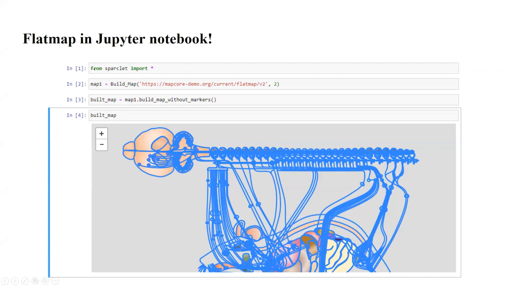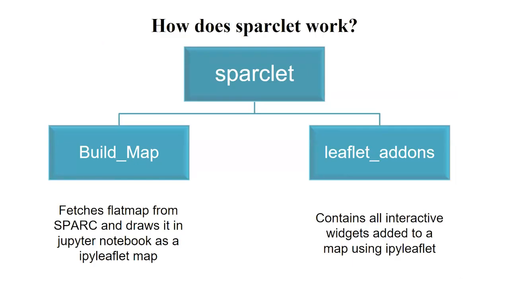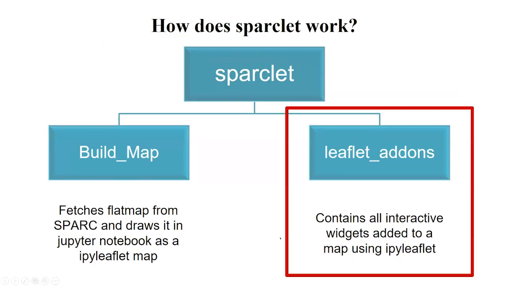What this allows you to do is, within 4 lines, just by importing build maps from Sparklet, and giving it the URL for the server and a particular tag identifying which map you want to use, you can get the flat map immediately within 4 lines in your Jupyter Notebook. The function also provides a way, if you don't know this tag, of telling you which flat maps are available in the server, and then you can select your tag based on that. That's what build map does.